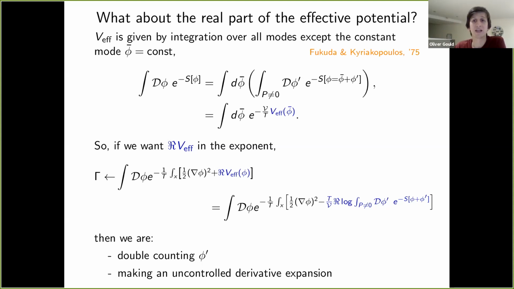And in addition, we're making an uncontrolled derivative expansion, because here when we calculated the effective potential, we did so on a constant background, whereas when we're calculating the bubble nucleation rate, we obviously want a non-constant bubble. So we've made two kinds of mistakes there, on top of getting this imaginary part, and on top of putting the real part there rather ad hoc.